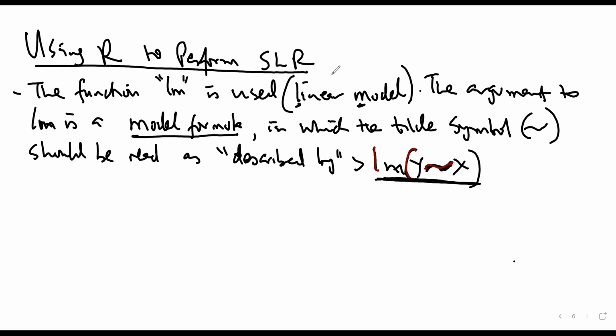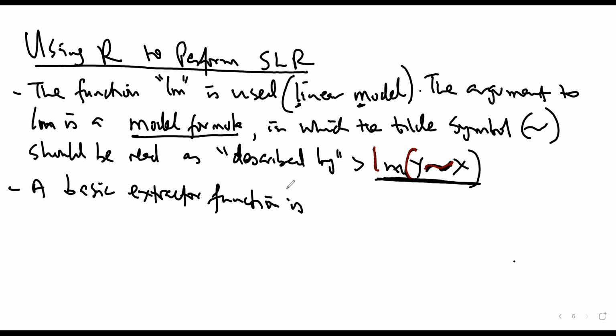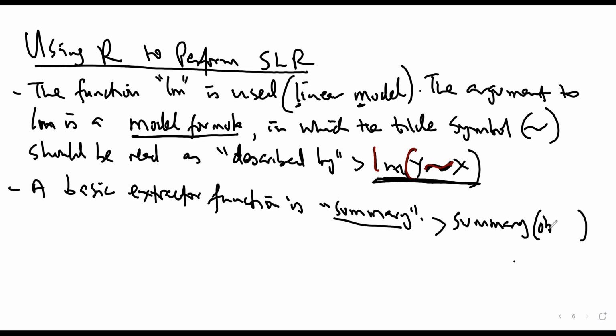Then we say that a basic extractor function, if you want to extract different parts of the output, is summary. So once you assign this item a name, then you can call summary of, this is how you'll be typing it in R, summary. Then you write now the name, the object that you want to summarize.